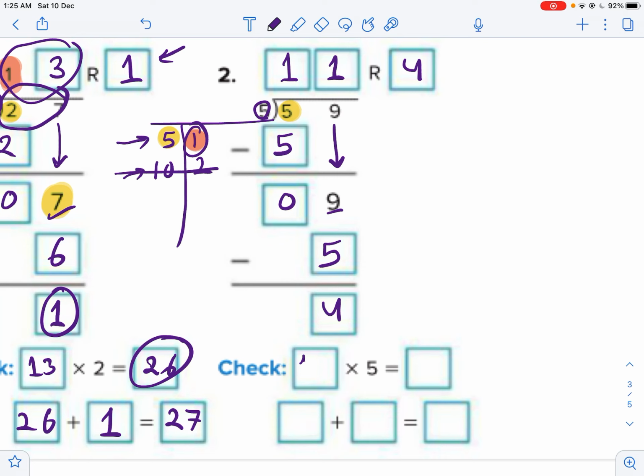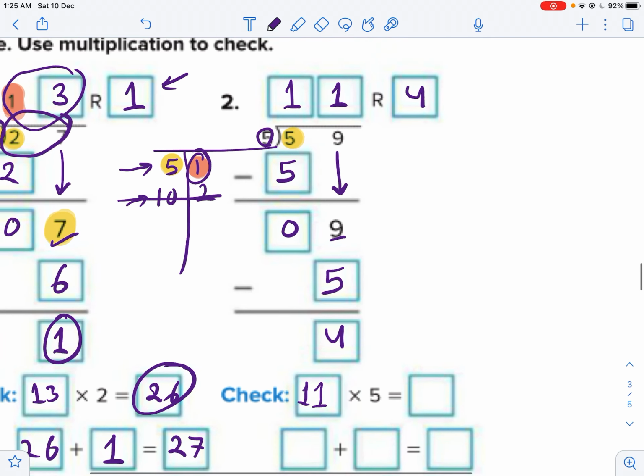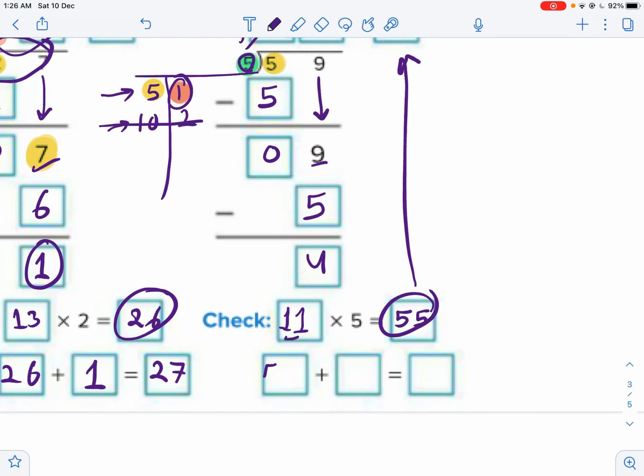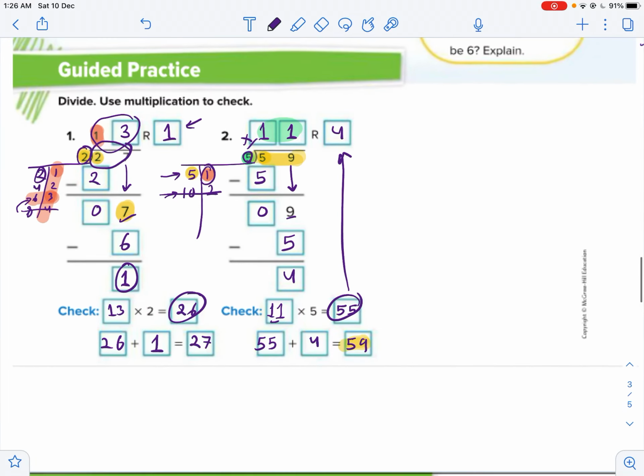You will write the 11 here. To check in general, we take this number, which is our answer, and we multiply it by the divisor. These numbers, we multiply them by each other. So 11 multiplied by 5 equals 55. Then we take our answer and we add it to the remainder. So 55 plus the remainder, which is 4, you will get 59. And here you are, you got your answer, the 59. This is right.